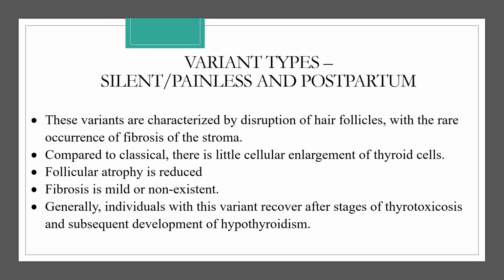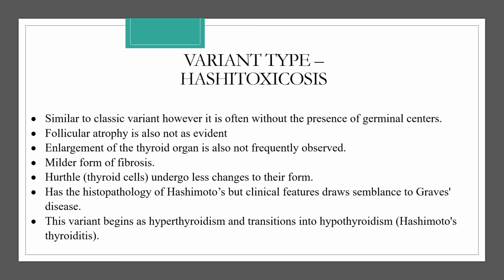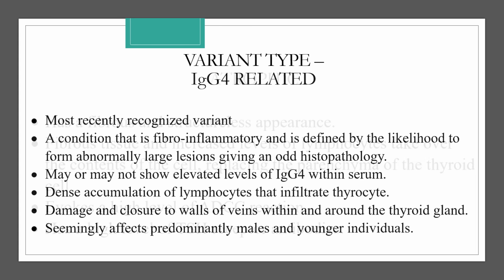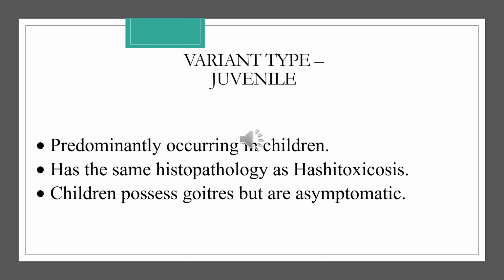Lastly, there are also silent and postpartum variants, hashitoxicosis, atrophic variant, IgG4-related variants. Juvenile variant, as the name suggests, predominantly occurs in children.